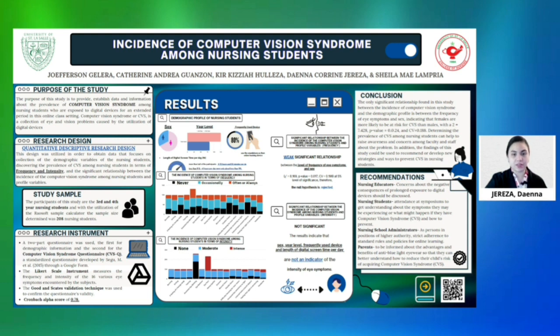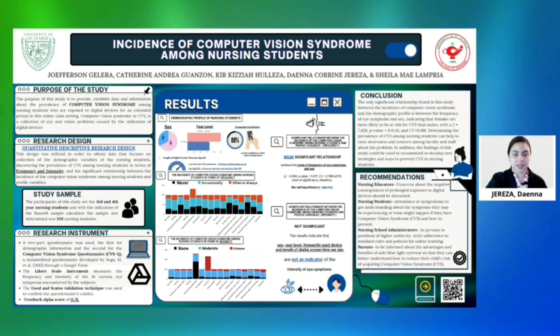Additionally, more than 80% of the participants use a smartphone as their online learning device, and the least used is the tablet. When categorized according to the length of digital screen time per day, more than half of the participants are exposed to digital devices for 6 to 11 hours, while those who have been exposed to a digital device for less than 6 hours were only about 11%.